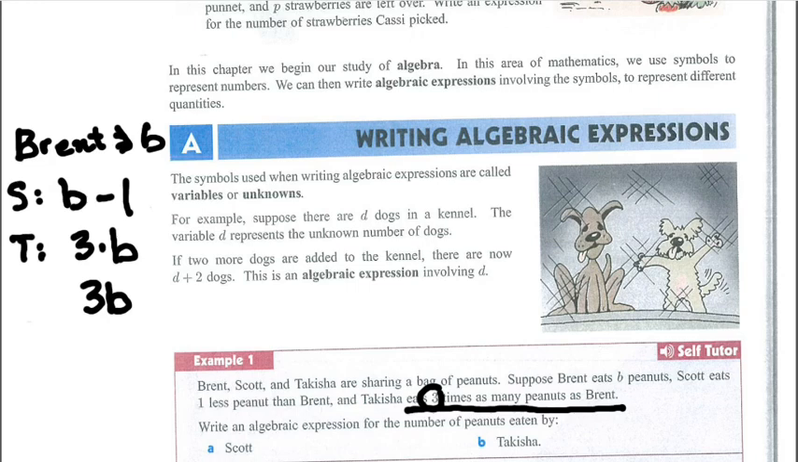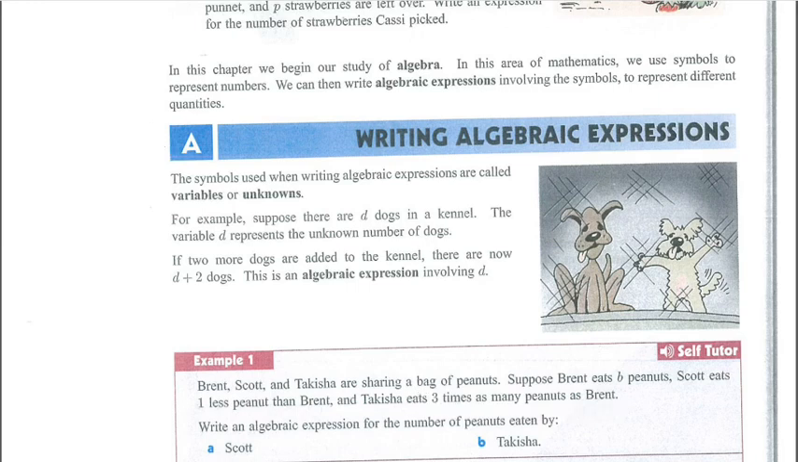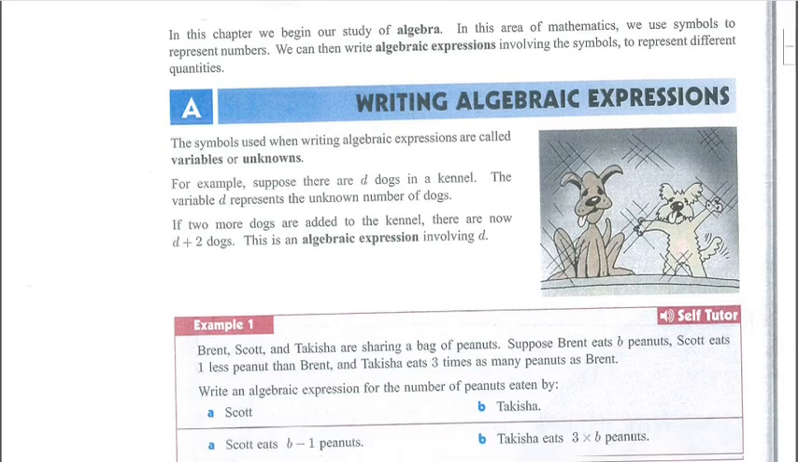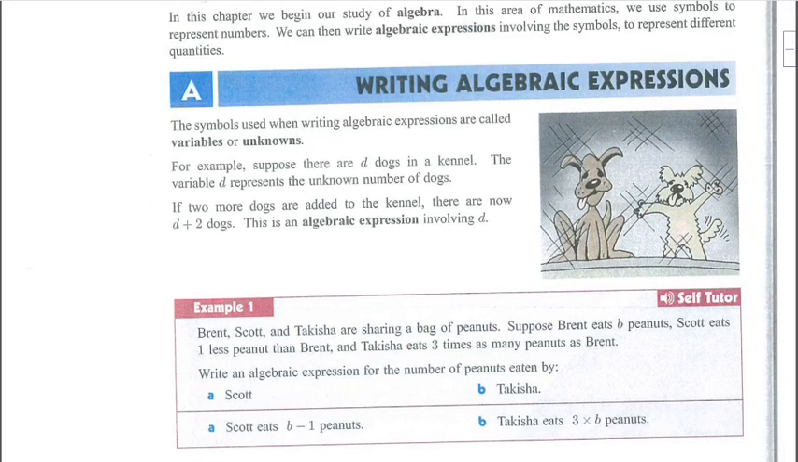All right? So we've translated these into algebraic expressions from a sentence. And there you see, they didn't translate it. They just went ahead and left it as 3 times B. But a good habit is a good habit, right?